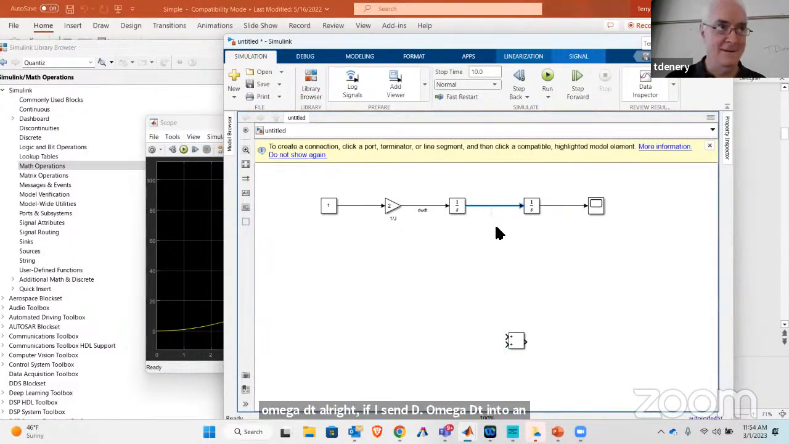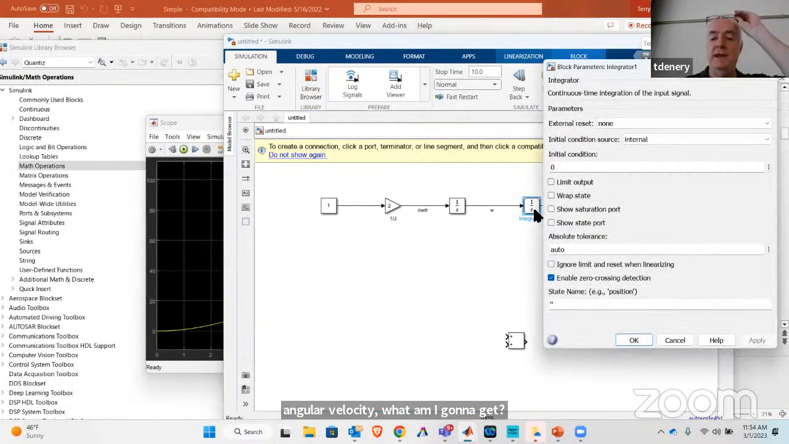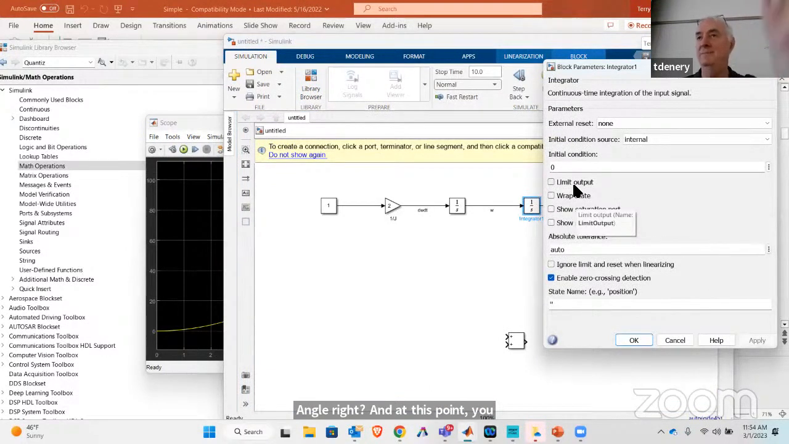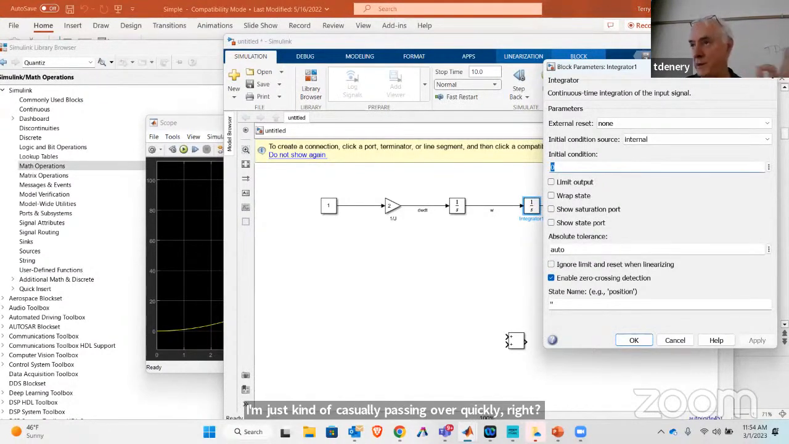All right. If I send d omega dt into an integrator, I've got omega. All right. And if I integrate angular velocity, what am I going to get? Angle. Right. And at this point, you might start paying attention to some things I'm just kind of casually passing over quickly, like initial conditions. Right? And of course, they're really important. They're even more important when you do the kinds of things that we're talking about.